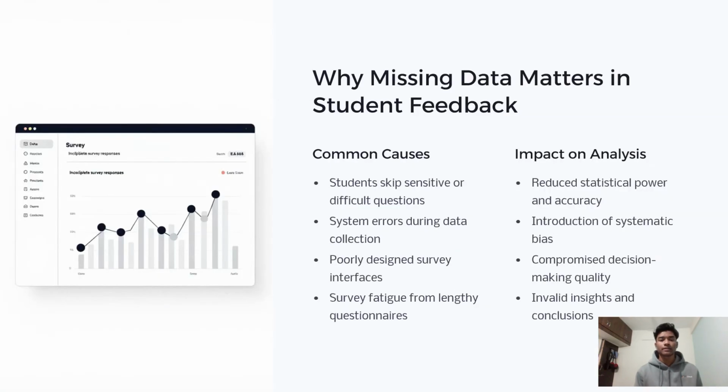Why missing data matters. Whenever students fill feedback forms, they don't always answer all the questions. Sometimes the system fails, sometimes students skip questions, or sometimes surveys are just too long or confusing. But the problem is, these missing values can seriously affect our analysis. They reduce the accuracy of our results, create bias, and may even lead to wrong decisions by the institution. So, handling missing data isn't optional, it's essential.